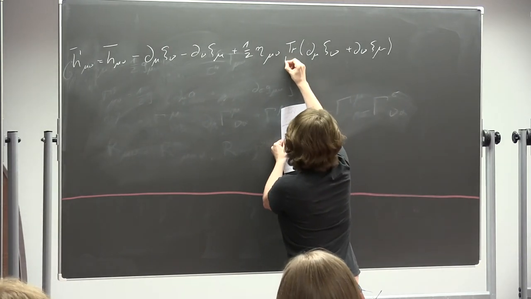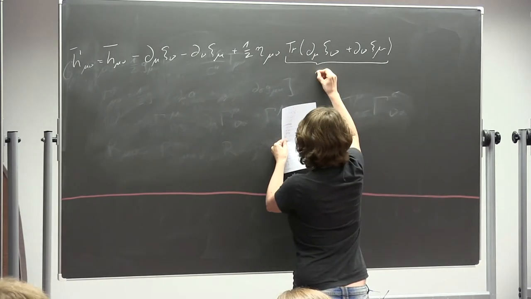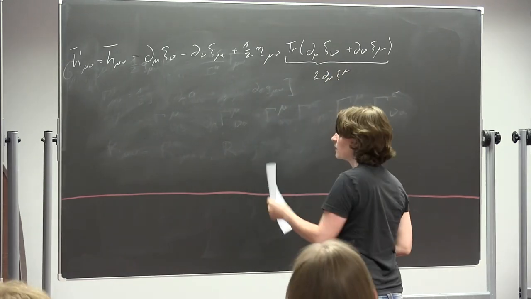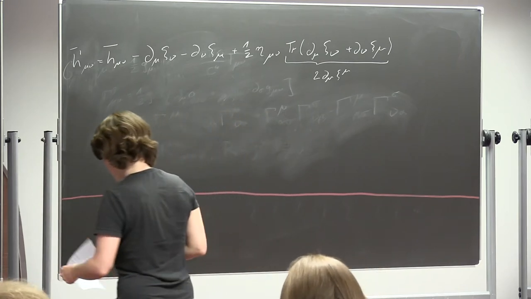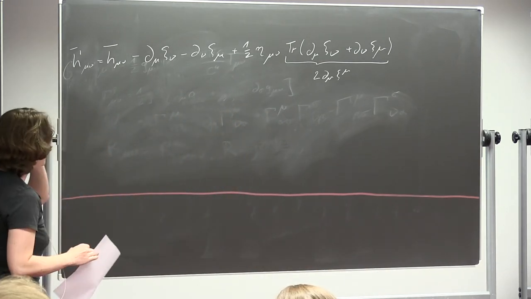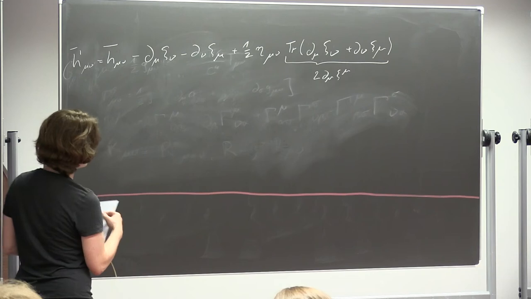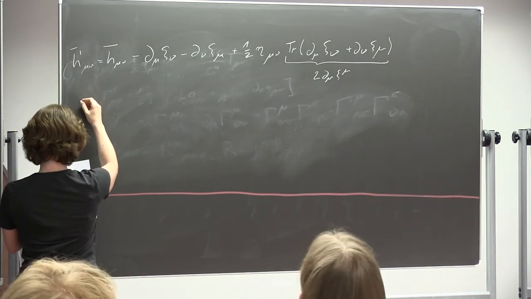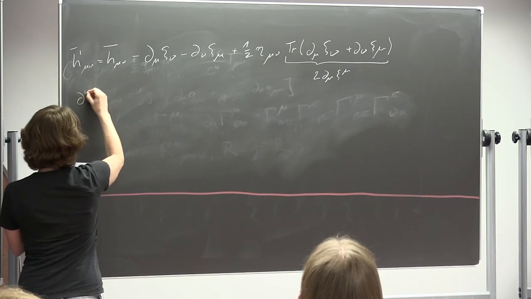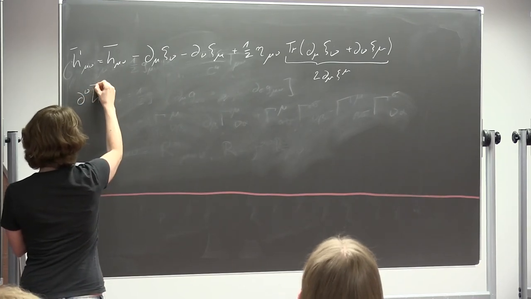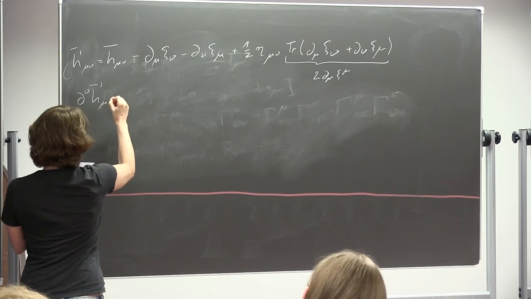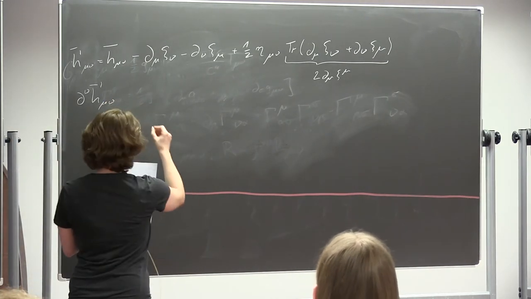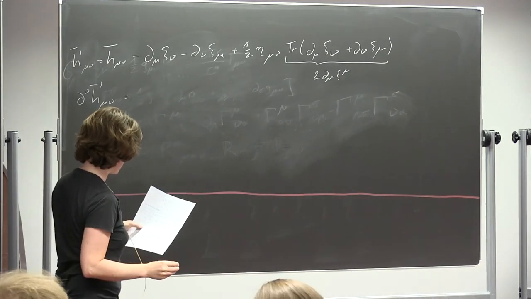Which, if you contract it, is of course just 2 del mu psi mu. Okay, so why do we do this? We now do something which is completely equivalent to what we do in electrodynamics. We look at the derivative term, the divergence, so del nu h bar prime mu nu. And again, you'll see why we do this in a second.